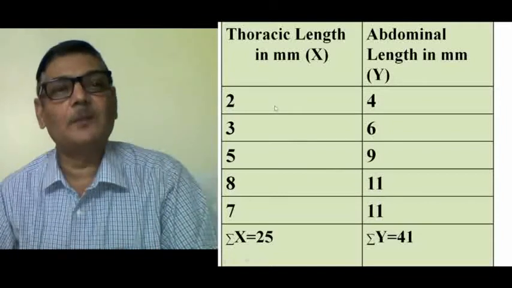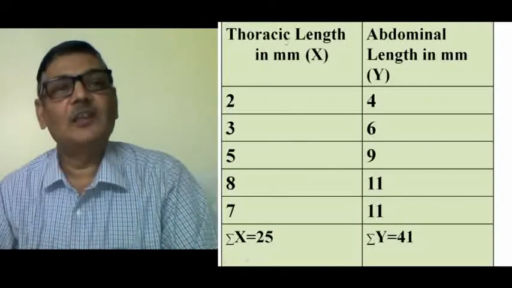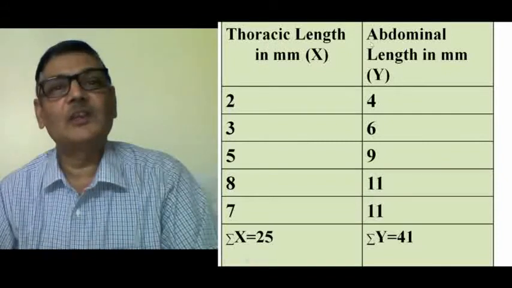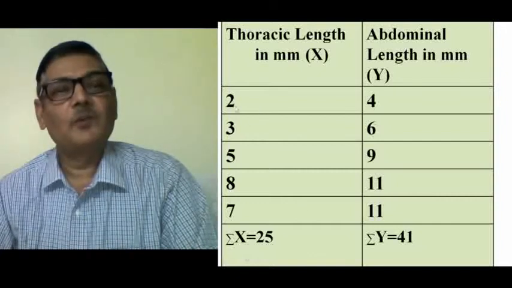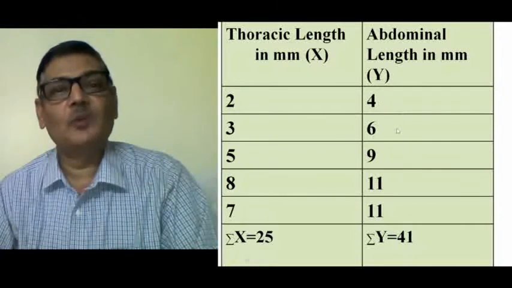So this is data, and we want to see whether there is any correlation between thoracic and abdominal length. Now what we do, we can consider the sum of x values and also sum of y values, and we need x square, y square and xy, means sum of x square, sum of y square and sum of xy. So how all such things will be done and how this r value or correlation coefficient could be calculated, that we can see in further slides.